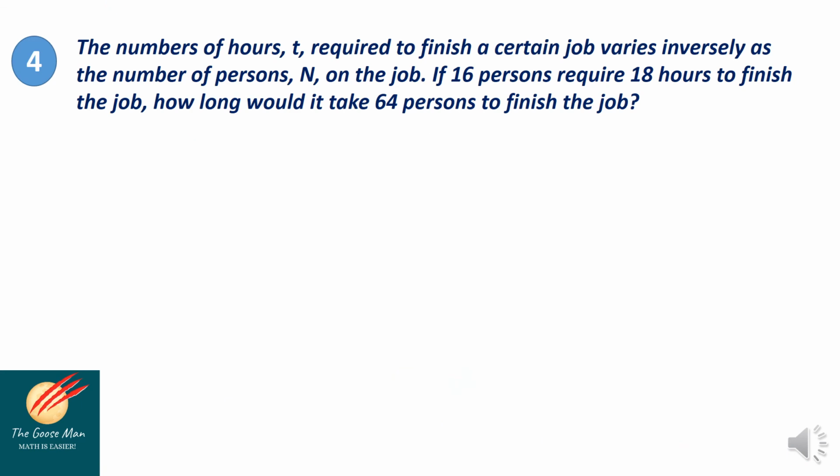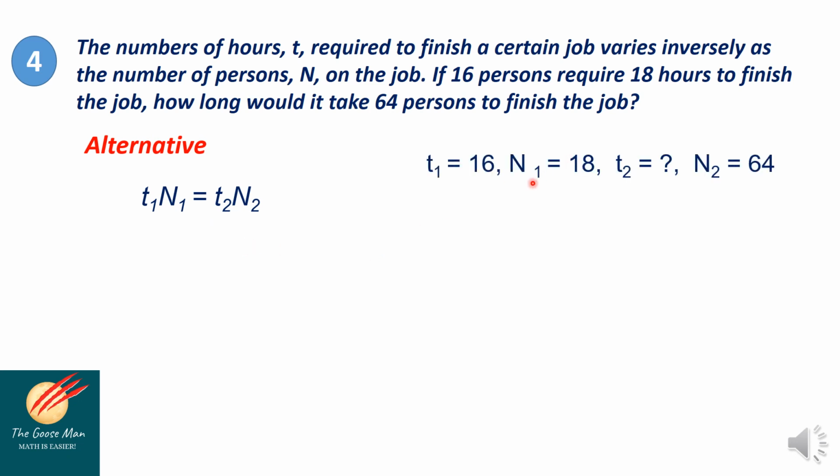The other way to solve this word problem is through the concept of ratio and proportion. This time we will use the indirect proportion, meaning to say that t sub 1 times n sub 1 is equal to t sub 2 times n sub 2. It means that the product of the first ratio is equal to the product of the second ratio, such that n sub 1 is equal to 16, t sub 1 equals 18, t sub 2 is unknown, and n sub 2 is equal to 64.